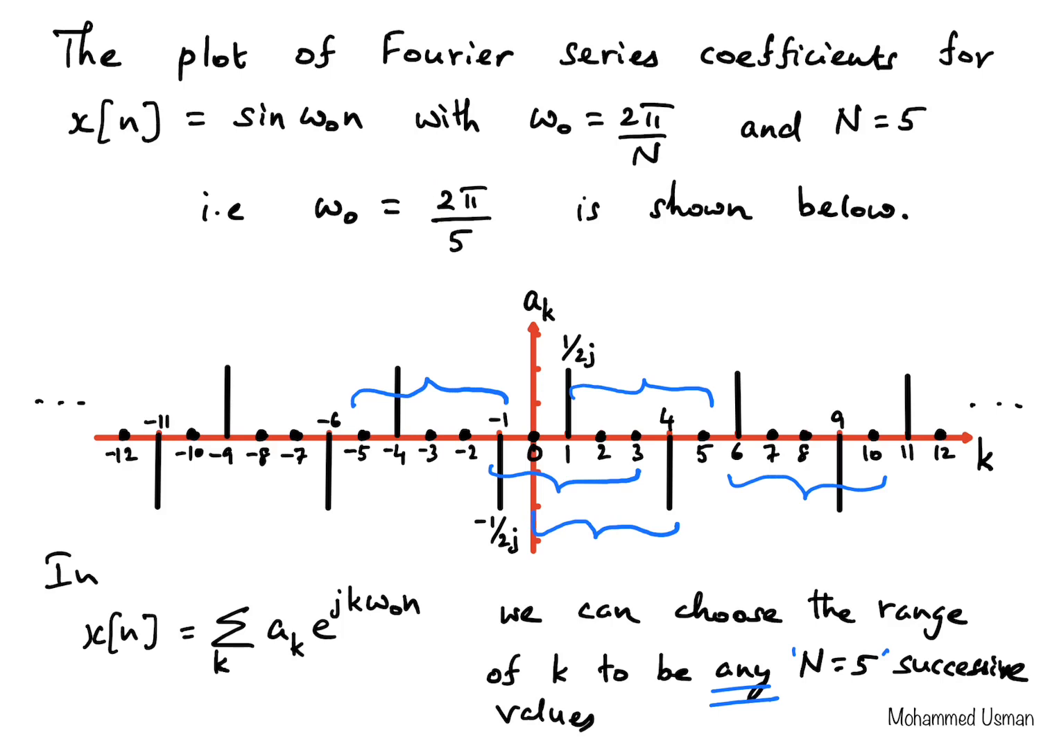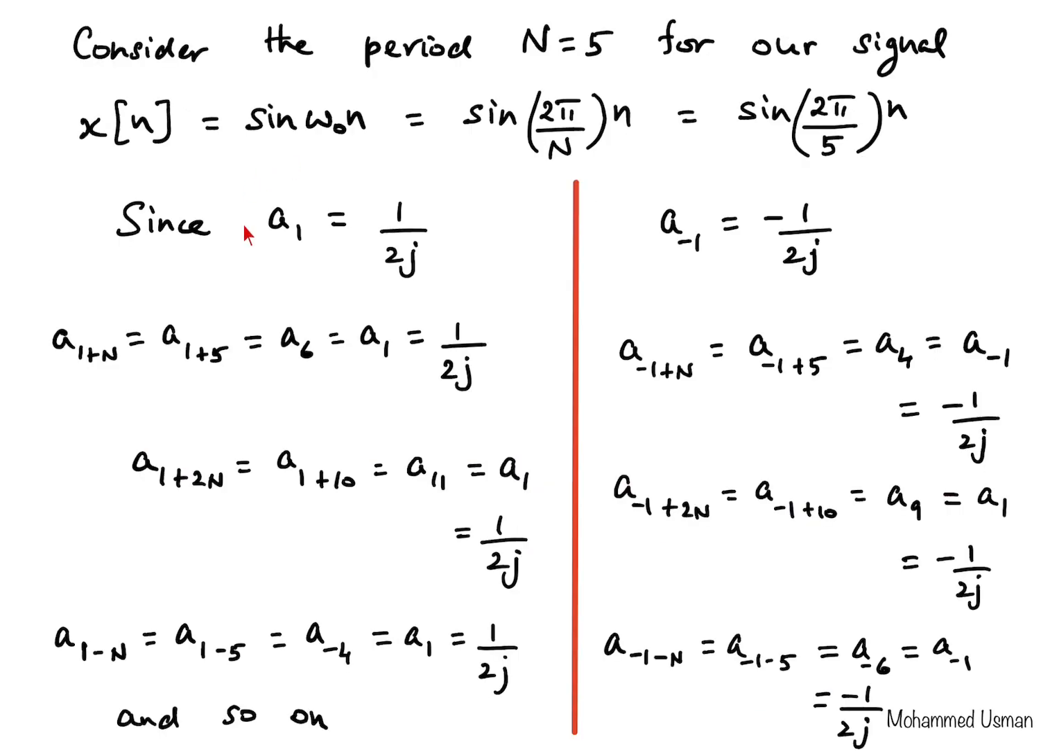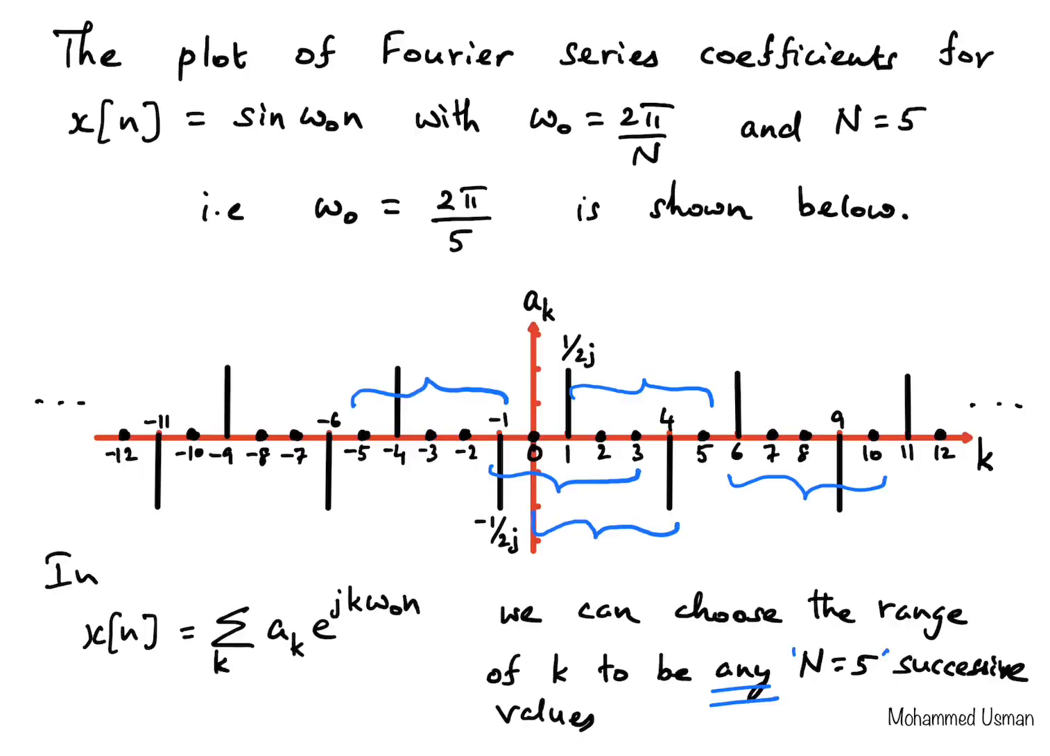So in the range 0 to n minus 1, only a1 and a minus 1 are non-zero. We have a1 is 1 by 2j, and a minus 1 is minus 1 by 2j, and all other values are 0. That means a0 is also 0. So we have a0 is 0, a1 is 1 by 2j, and a minus 1 is minus 1 by 2j. And then these are going to repeat with period n, right?